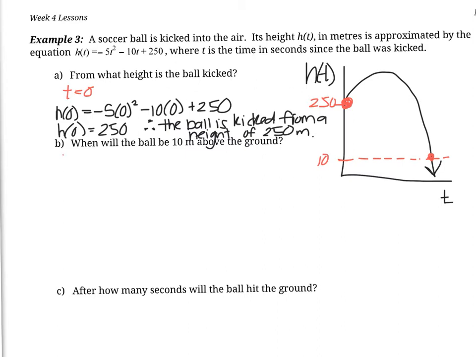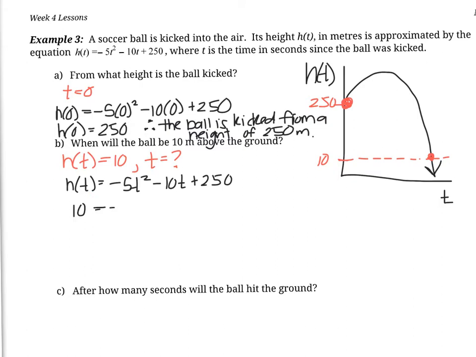So in this case here, we're given the height. H at t is equal to 10, and we don't know what t is equal to. So let's plug in what we know. Starting with the original equation, I'm going to replace h at t with 10. So we know the height is 10. We don't know t, so leave it alone.